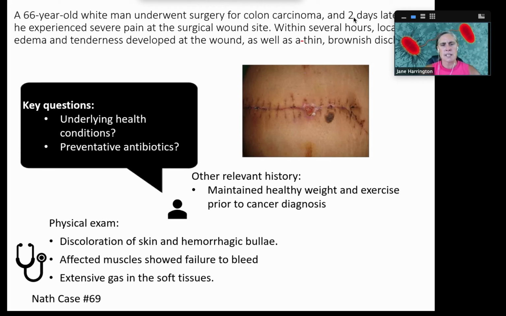We're seeing discoloration of the skin, hemorrhagic bullae. This is from the NAC casebook, by the way. The affected muscles show failure to bleed. So we're starting to see some myonecrosis. Extensive gas is present in the soft tissue.